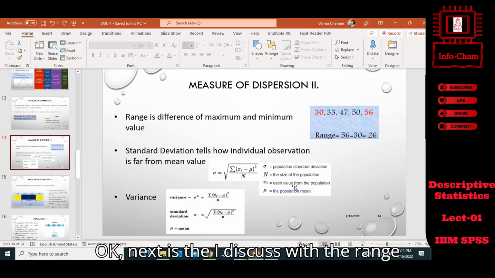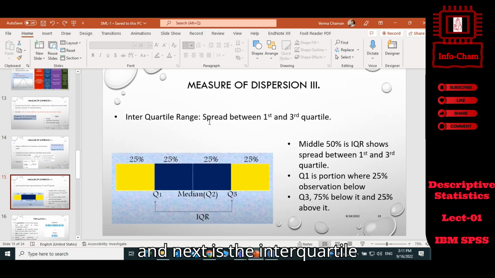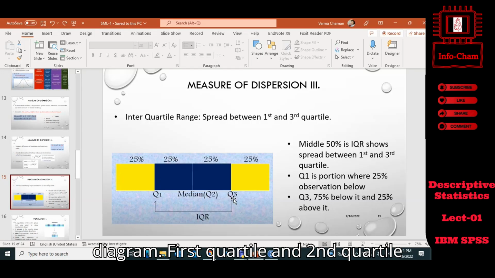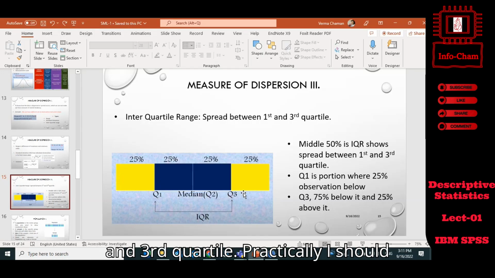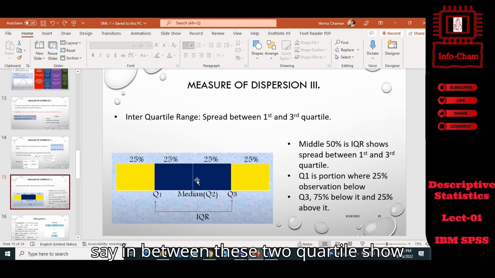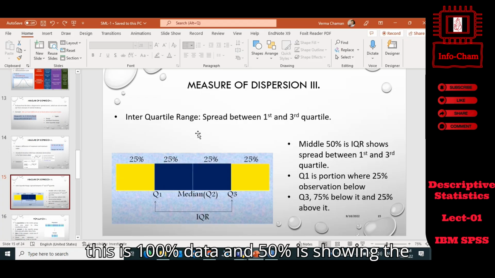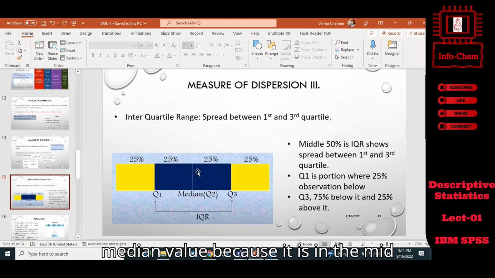Okay, next, I discussed the range, and next is the interquartile range, that is the IQR. Basically, it separates the first and third quartile. Can you see here? Please have a look at this diagram: first quartile, second quartile and third quartile. In between these two quartiles lies our median value. This is 100% of the data, and 50% is showing the median value because it is the mid value, right? So this completes the IQR.